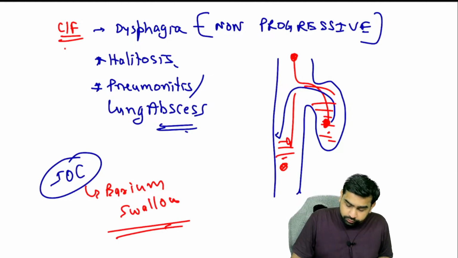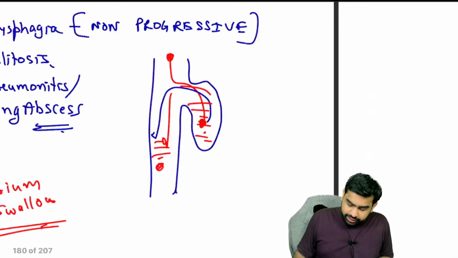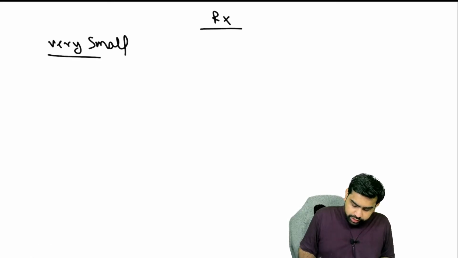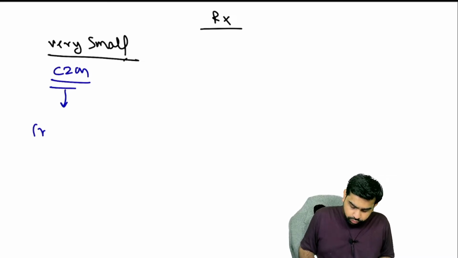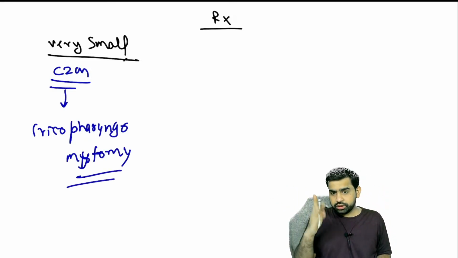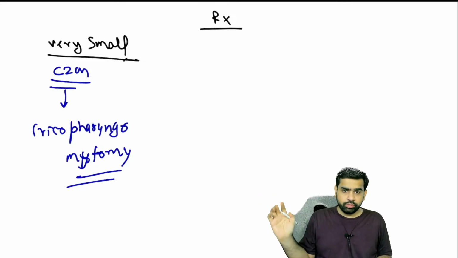Now when you talk about the management, if the size of the diverticulum is very small, that is, less than 2 centimeters, then pharyngomyotomy will be sufficient. Even if you just cut the cricopharyngeus muscle slightly, this is going to relax the cricopharyngeus muscle a bit, and that is going to be enough.